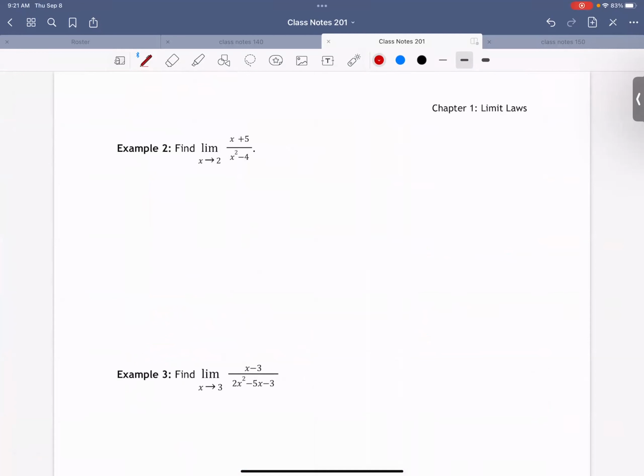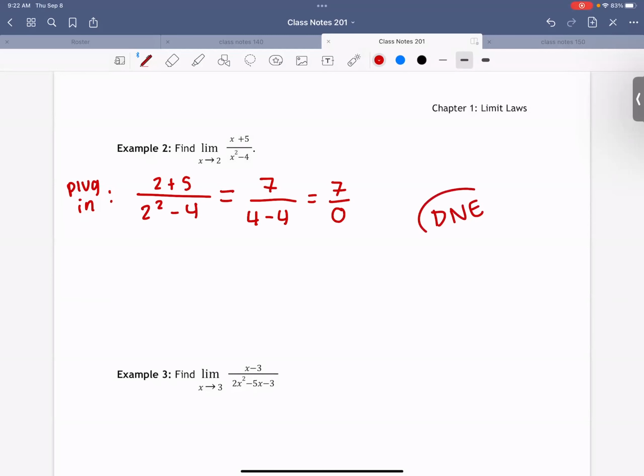So we've got x plus 5 over x squared minus 4. Let's plug in and see what happens, right? We get 2 plus 5 over 2 squared minus 4. On the top that gives me 7. On the bottom, 4 minus 4. 7/0. Type 1, type 2, or type 3? Type 2. And what does this limit equal? Does not exist. This limit does not exist. That's it.